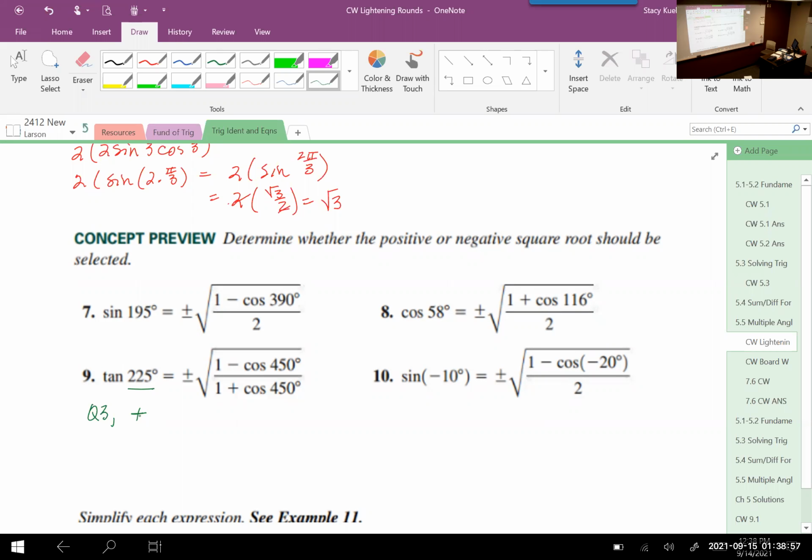Okay, so let's talk about number 7. Sine of 195. What quadrant is 195 in? Third quadrant, right? And sine is positive or negative in the third quadrant? Negative. So we would use the negative in this case. How about cosine of 58? What quadrant is 58 in? 1. Cosine is positive or negative? Positive. So therefore, we would use the positive one. Very good.